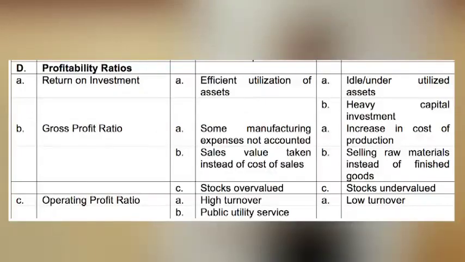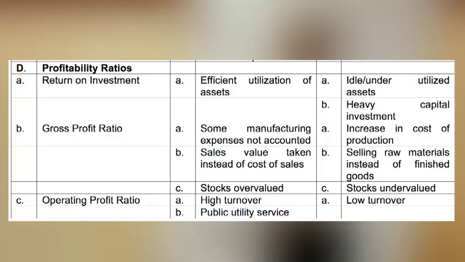Then the fourth group, that is profitability ratios. One of the ratios is the return on investment. If the ratio is high, we can interpret efficient utilization of assets, because a high ratio indicates adequate, efficient utilization of the investment, and thereby profitability. When profits are more, the return on investment would also be higher. That is why, if it is high, that is a good sign. The other way, if the ratio is low, it indicates underutilization of assets; assets are not properly being utilized. Or there is heavy capital investment, where the promoters' or unit's contribution by way of capital is more.